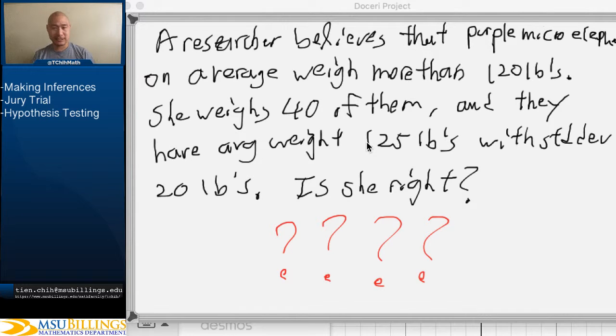So in this particular instance, these particular elephants that she weighed did in fact on average weigh more than 120 pounds. But we don't know whether or not we just got lucky or unlucky by picking 40 particularly heavy elephants. And even if their average weight was less than 120 pounds, it's still possible that we picked especially light elephants and that in fact the average weight is more than 120 pounds. So we don't know for sure.